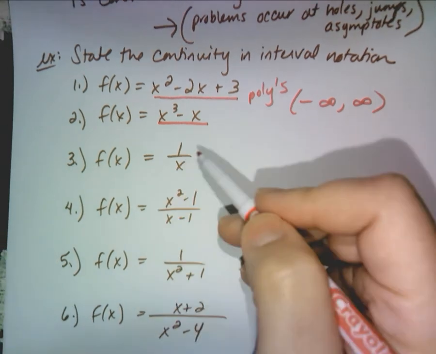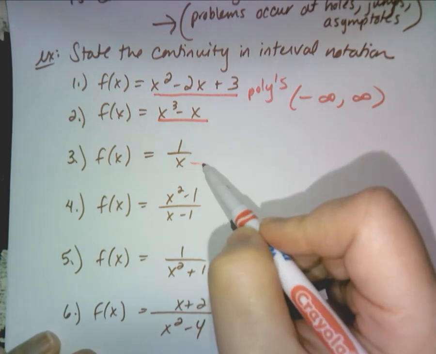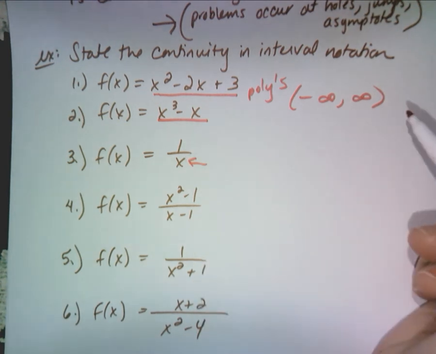Let's look at this one. This is a rational function, meaning a fraction. Where does it have a problem area? Where would that be a problem area? At only 0, correct? 0 would be the asymptote.